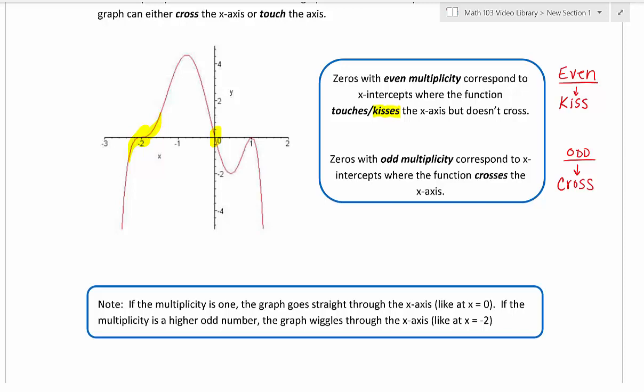I remember this because a line, y equals mx plus b, is degree 1. So when the zero has a multiplicity of 1, it's going to behave like a line, which just goes straight. But any other odd number higher than 1, it's going to wiggle through just like the graph of x cubed. Remember, it has this kind of shape to it. It does a wiggle in the middle.